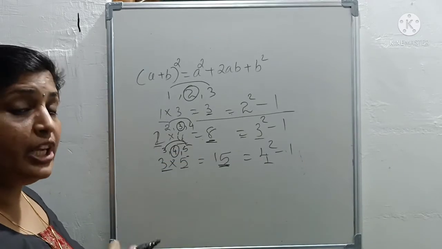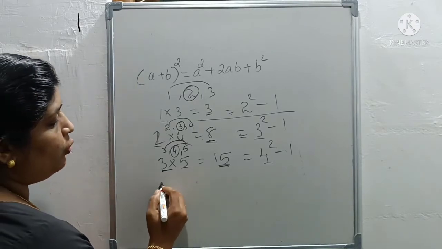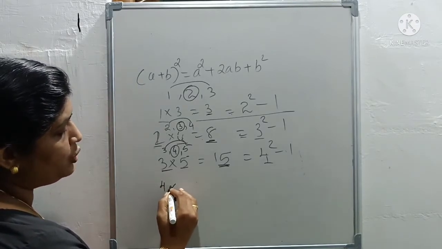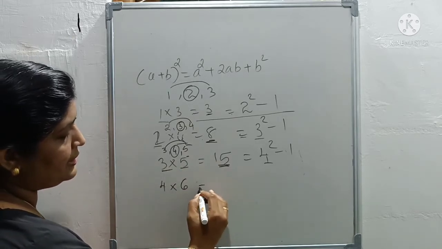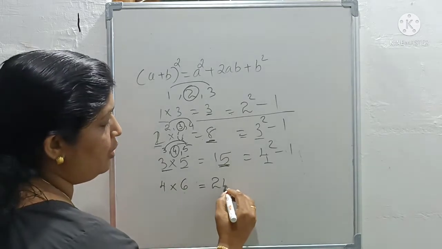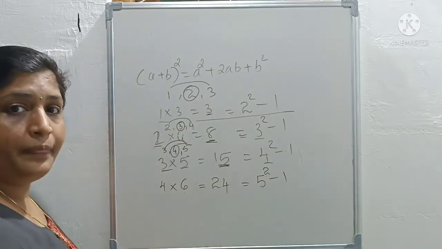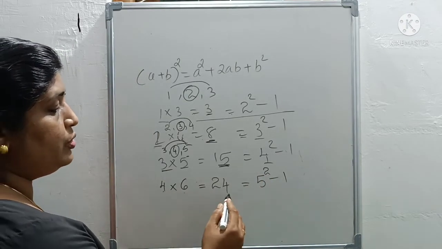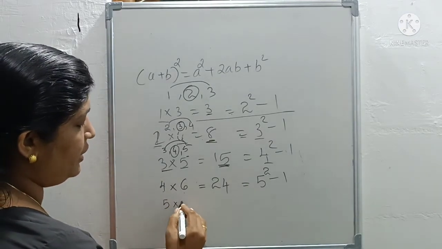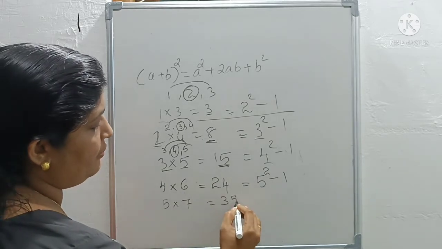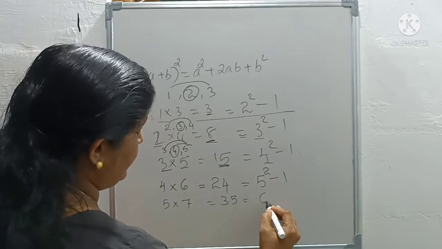Now we need to write the next few lines of this pattern. Okay, so what is the next line? Yes, the next number is 4. 4 into 6 is equal to, what is 4 into 6? That is equal to 24, which is equal to 5 square minus 1. Then next line, that is 5 into 7 is equal to 35, which is equal to 6 square minus 1.